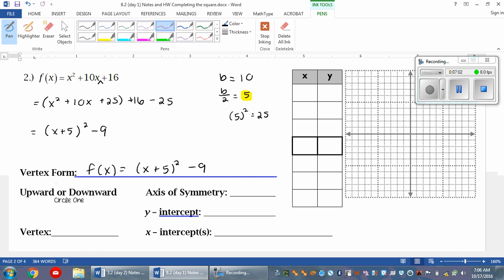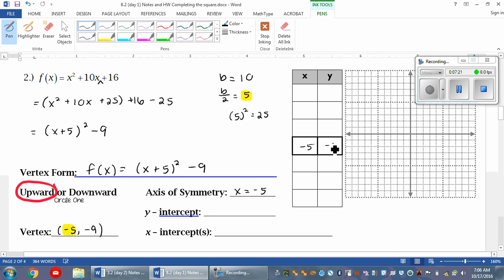Now from here, it's going to open up. And let's go ahead and label the vertex. Since it's positive 5 here, the vertex would be negative 5, comma, negative 9. The axis of symmetry is always the x coordinate of the vertex. Well, negative 5.